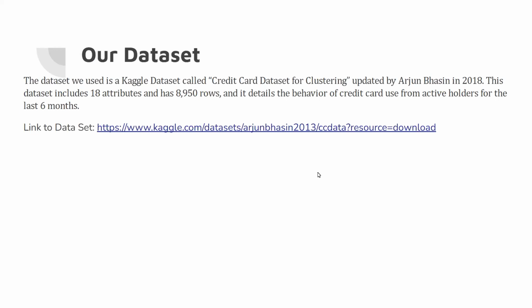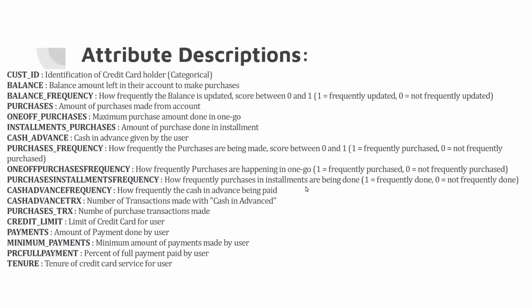Our data set is a Kaggle data set that was updated by Arjun Basin in 2018. It has 18 attributes and 8,950 rows. Most of the attributes are either categorical or numerical, given the specification. Now that we're dealing with credit cards, I feel like we can say most of our data is numerical.